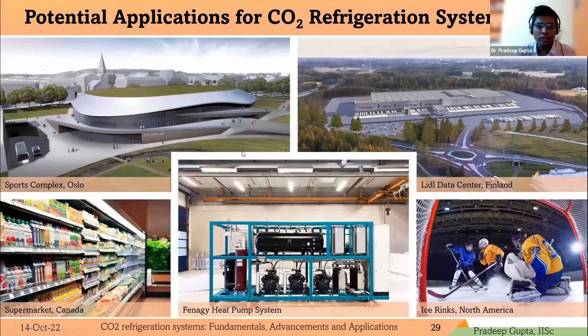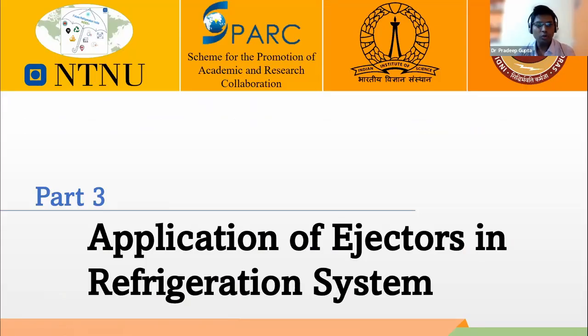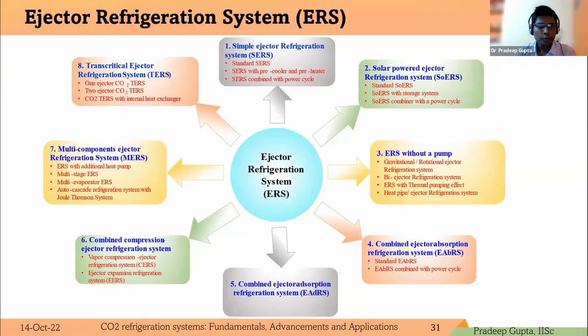Now these are the potential applications. This is being built in Norway. These are already installed CO2 systems with this setup. Now moving to the application of ejectors in refrigeration systems. This slide shows that the ejector has been utilized in all possible ways in different refrigeration systems. I slightly explained this in the earlier slide, where mechanical compression has been replaced with the ejector, generator, and the pump.